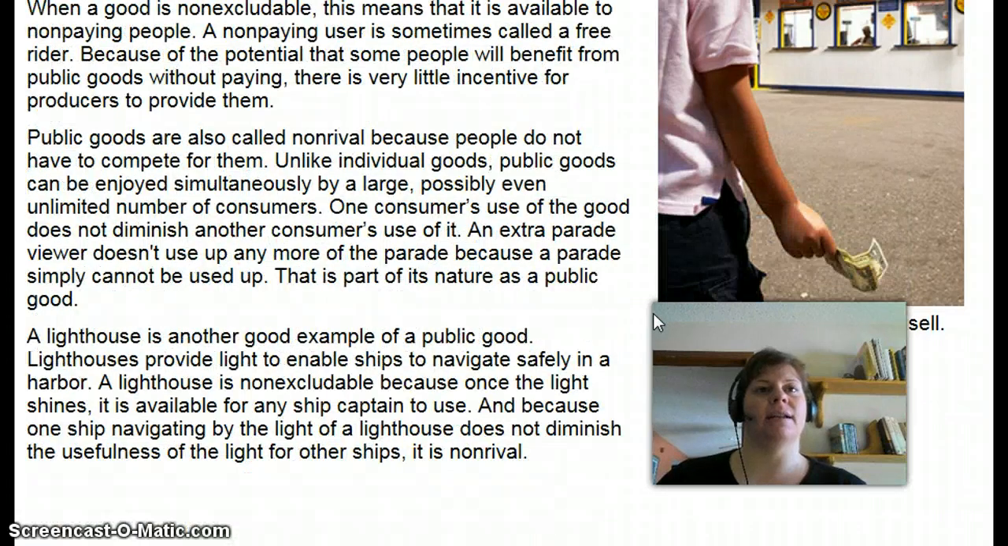A lighthouse is another example of a public good. Lighthouses provide light to enable ships to navigate safely in a harbor. A lighthouse is non-excludable because once the light shines, it is available for any ship captain to use. And because one ship navigating by the light of a lighthouse does not diminish the usefulness of the light for other ships, it is non-rival.